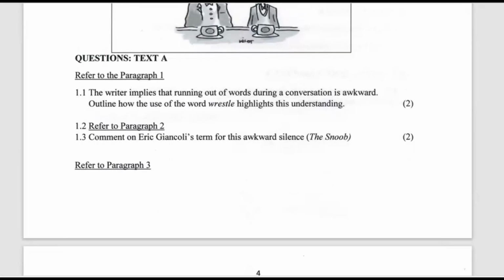Hey, come on now. Text A, refer to paragraph 1. It says, the writer implies that running out of words during a conversation is awkward. Outline how the use of the word wrestling highlights this understanding. This was a diction question. So if we're looking at a diction question, it has to do with what is the impact of that word in that sentence or in that line. So that's what we're facing today. All right, let's talk about it and see what we are expected to do.